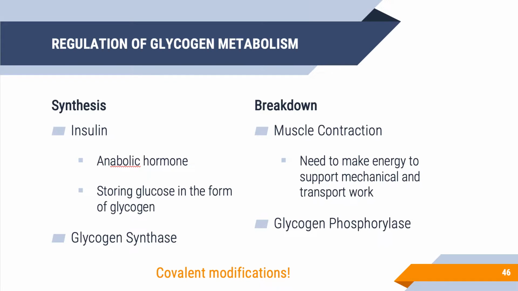And when we're thinking about glycogen breakdown, we're thinking about skeletal muscle contractions. So we need to make energy to support mechanical work and transport. So basically, with muscle contractions, we're breaking down energy. We need to replenish that energy by breaking glycogen down into glucose, making glucose into ATP. So when we think about this, we're thinking about the enzyme glycogen phosphorylase.